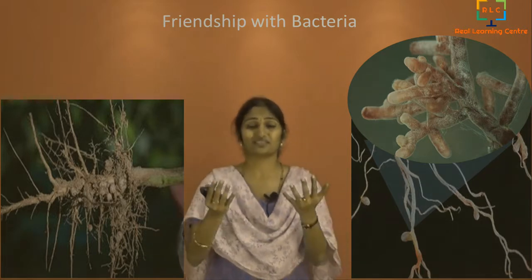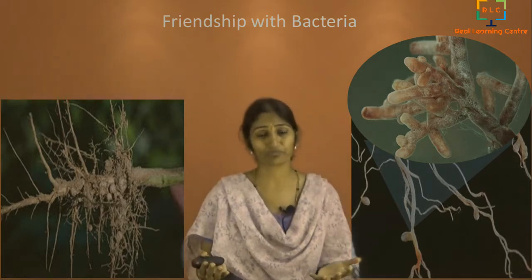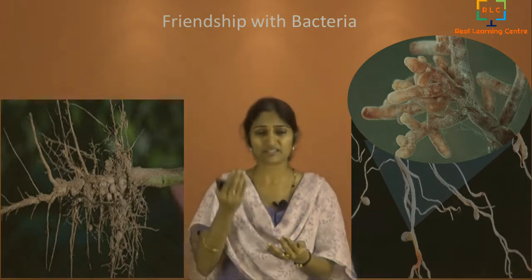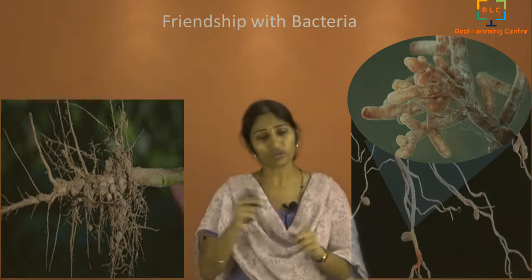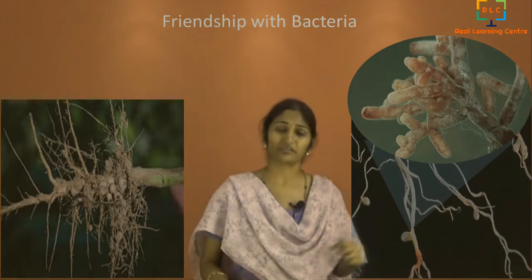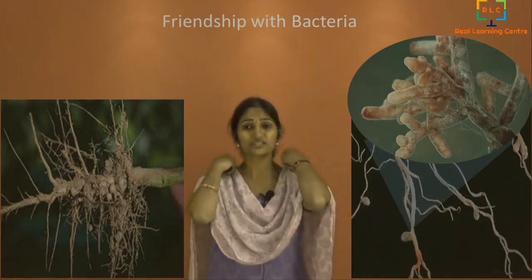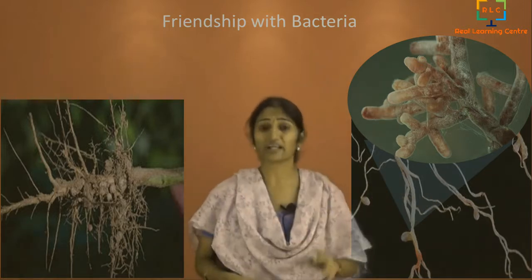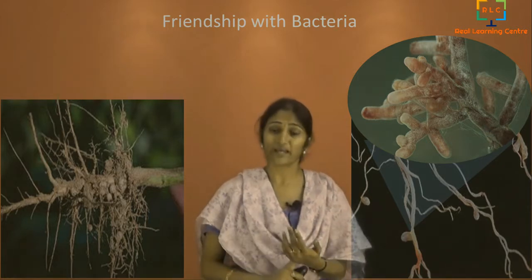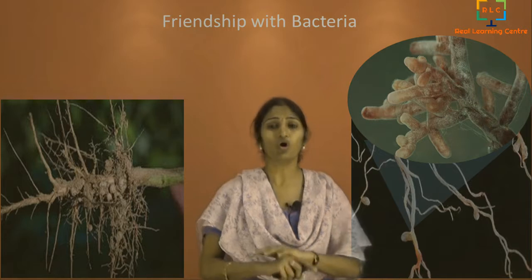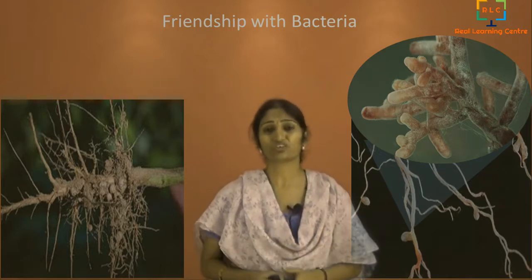Now this is a kind of symbiotic relationship. A symbiotic relationship is any kind of relationship between two organisms where both the organisms are getting benefited. Here the plant is benefited, and the bacteria is also benefited. So this kind of relationship is called the symbiotic relationship. This way the plant is able to get all the nutrients, all the minerals and the water that it requires.